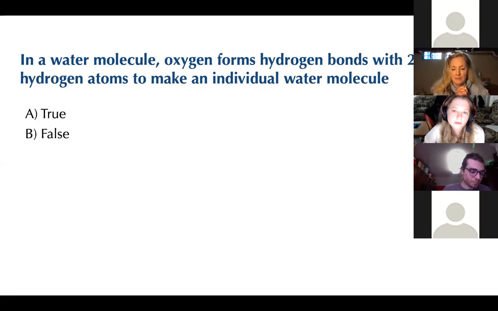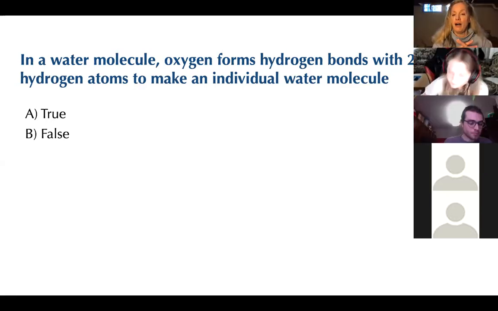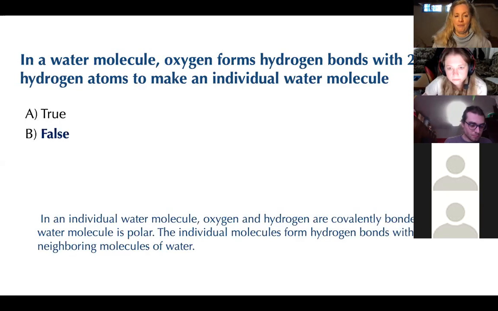True or false? False. Yes, this is false. In the water molecule itself, each hydrogen is in a covalent relationship to the oxygen. That's intramolecular, within the water molecule itself.